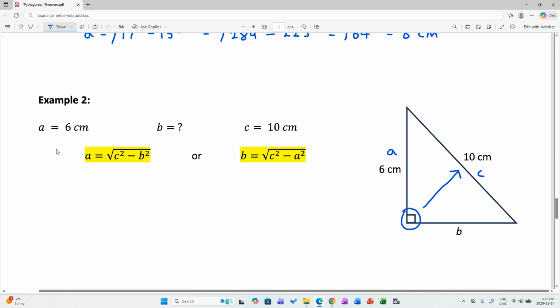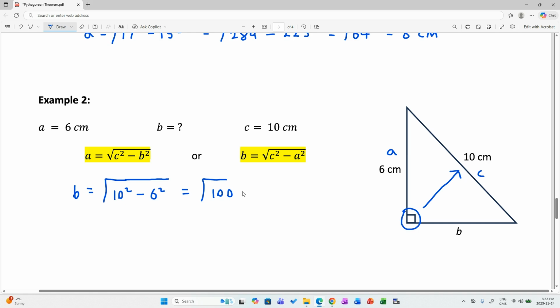So if I were to use my shortcut, in this case, I don't know what B is, but I know what A and C are. I'm going to use B equals the square root of C squared minus A squared. So in this case, B equals the square root of C squared. In this case, C is going to be 10. So I have 10 squared minus, now A is 6. So instead of A squared, it's going to be 6 squared. So I have the square root of 10 squared minus 6 squared. 10 squared is just 10 times 10. So that's going to be 100.